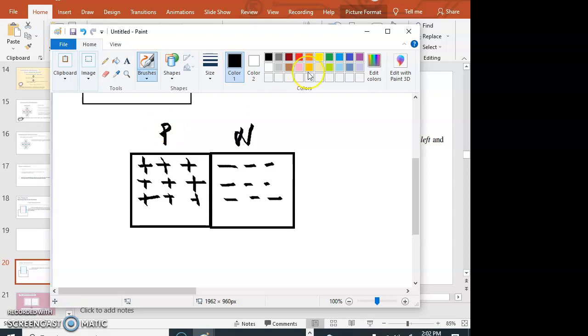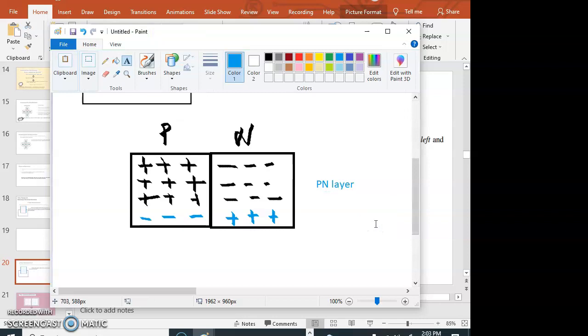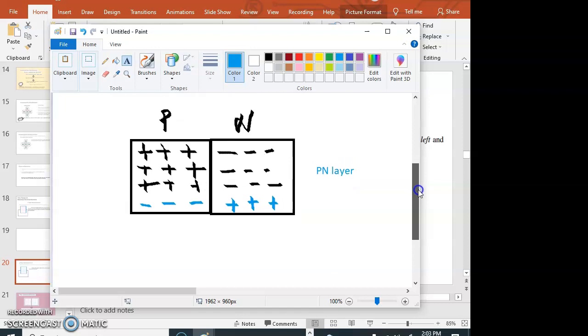Under the p material, the minority carrier is the electron, while under the n material, the minority carrier is the hole. Okay, so what do we have? We have now, class, what is known as a PN layer. It's a layer where the p and n materials are combined, or simply attached to each other.